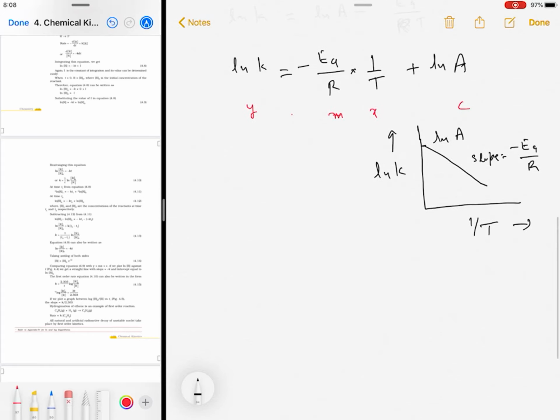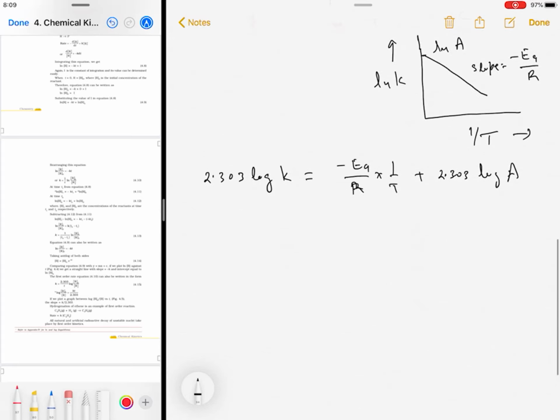Now if we convert this natural log into base 10, then we will get 2.303 log of K is equal to minus Ea upon R into 1 by T plus 2.303 log of A. This is again equation of straight line.